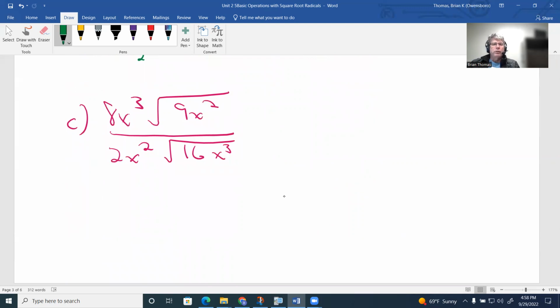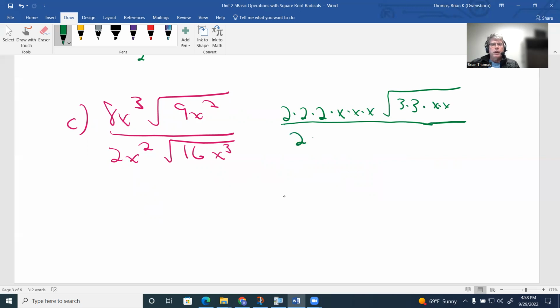This problem right here looks like a crazy question. One way of doing this is just break everything down. So the 8, notice the 8 would be really a 2 times a 2 times a 2. X cubed would be x times x times x. 9 is the same thing as 3 times 3, and x squared is x times x. So if I want to, I can do it from this direction. On the bottom, we have 2 times x on the outside.